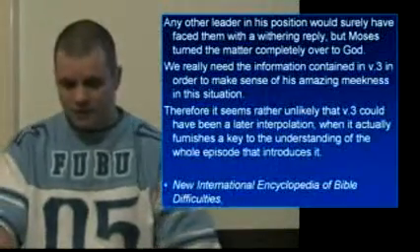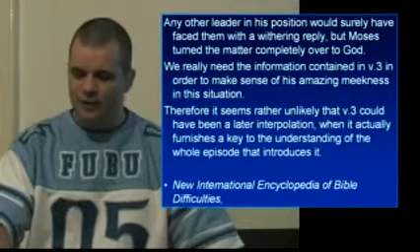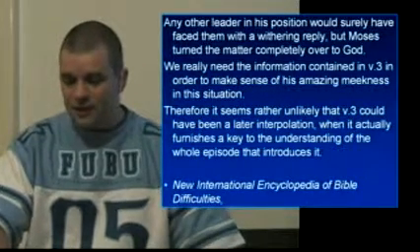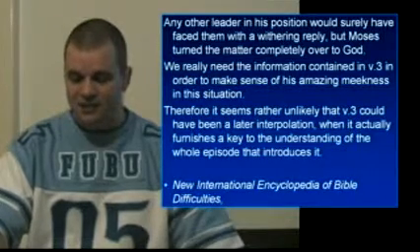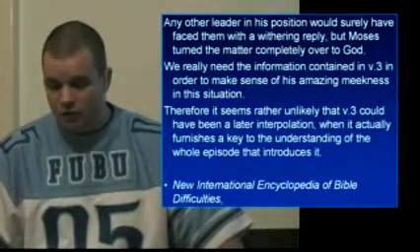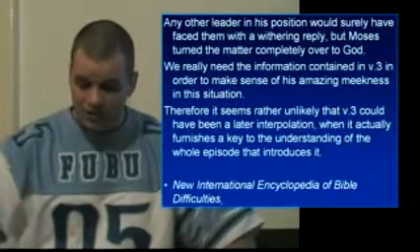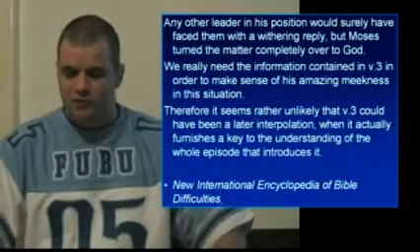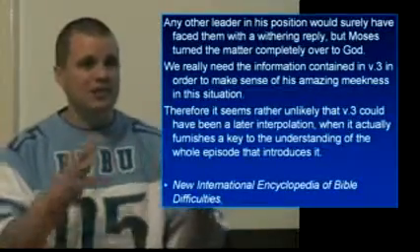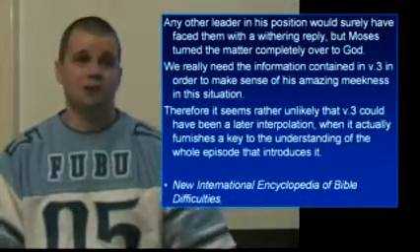That's a possibility. I read a bit more from the New International Encyclopedia of Bible Difficulties. Any other leader in his position would surely have faced them with a withering reply, but Moses turned the matter completely over to God. We need the information contained in verse 3 in order to make sense of this amazing meekness in this situation. Therefore, it seems rather unlikely that verse 3 could have been a later interpolation, in other words, put into the text later, when it actually furnishes a key to the understanding of the whole episode that introduces it. So what these guys are saying is it probably wasn't added later because this is an essential part of the original story. Because Moses had to put this in there to let them know this is why he didn't react in a certain way, because of his meekness.